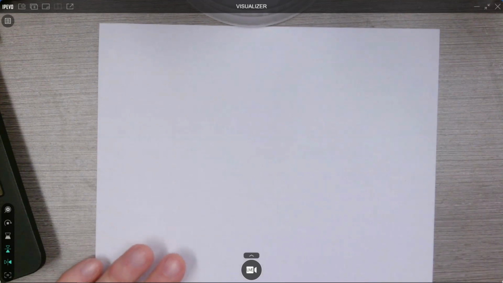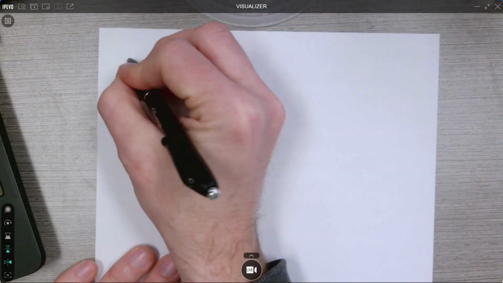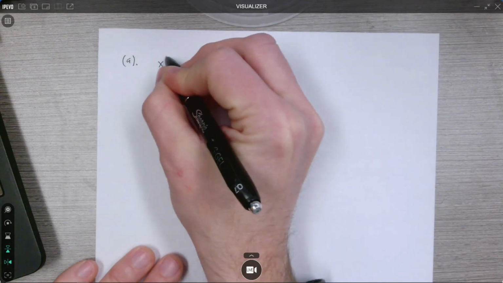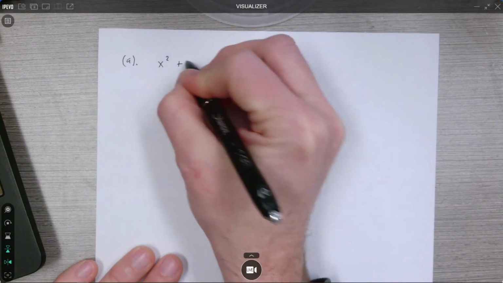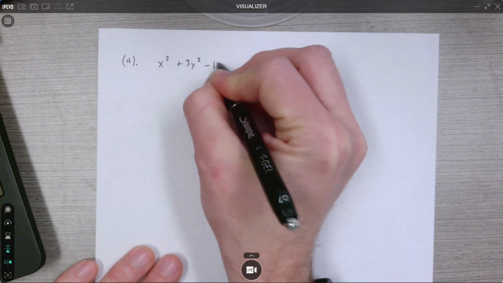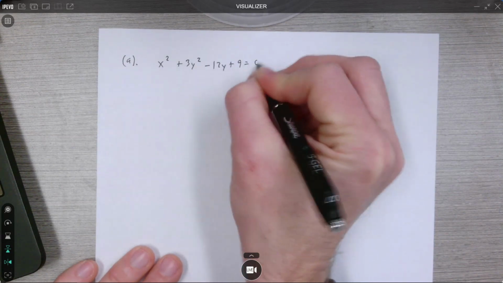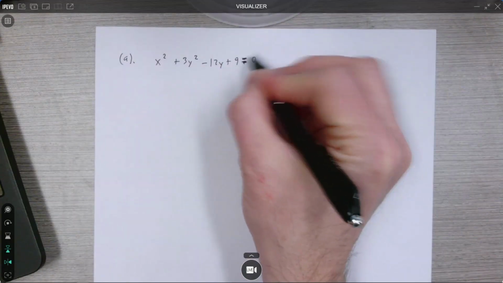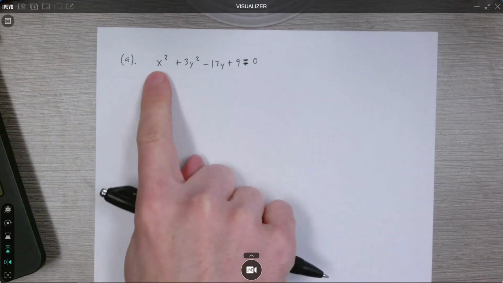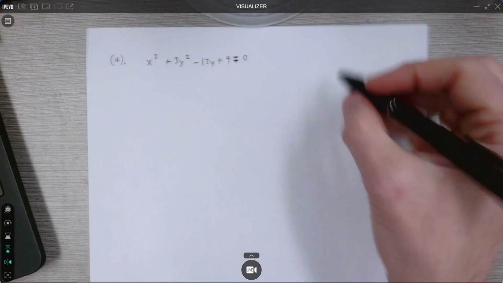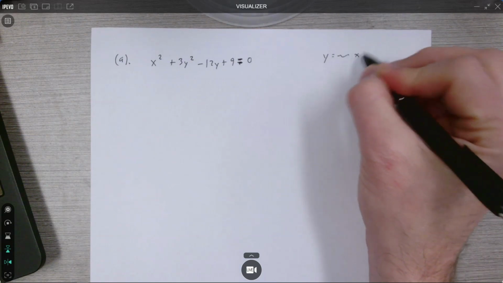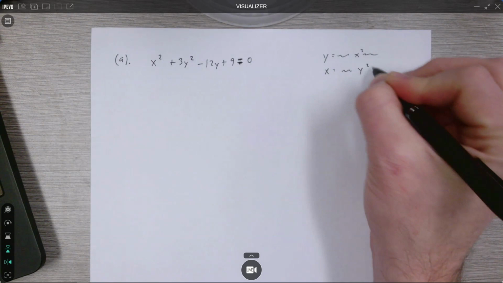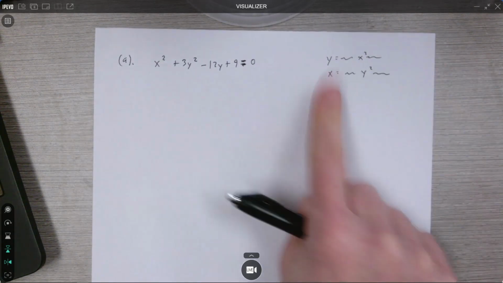Okay, let's do problem 2. So for each of these equations, we're supposed to decide what kind of curve it is and put it in a more conventional form. So here I've got x squared plus 3y squared minus 12y plus 9 equals 0. So I know it can't be a parabola because we've got an x squared and a y squared. And a parabola is either going to look like y equals something in terms of x squared, or if it's a sideways parabola, x in terms of some kind of y squared. So I know it's not a parabola.